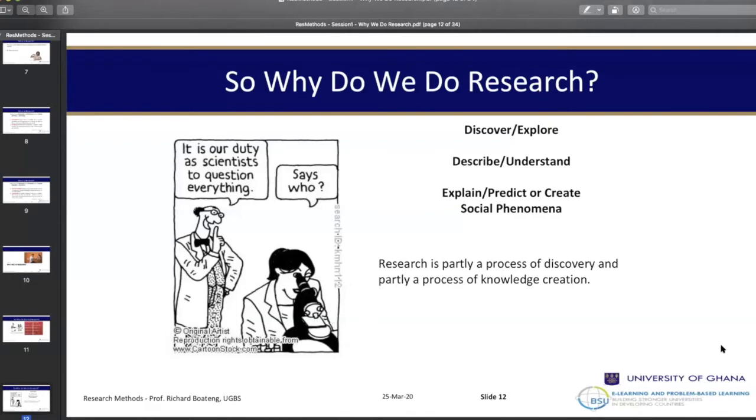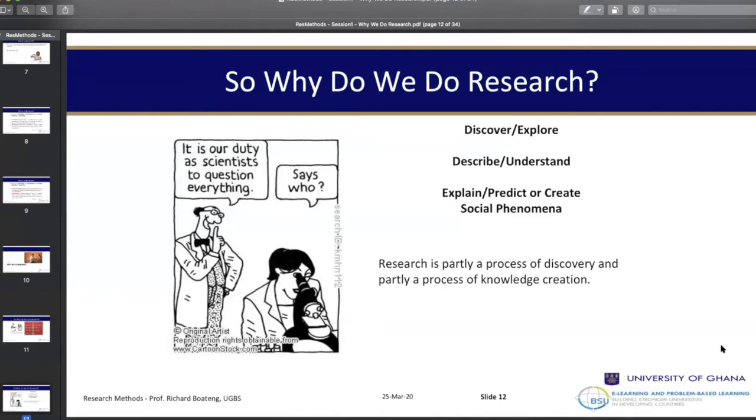Now, we also argue that research is partly a process of discovery and partly a process of knowledge creation. What do I mean by that? First of all, research is in parts. What we try to emphasize here is there's no one researcher who knows it all. So every researcher tries to contribute some part of the knowledge so that future research will build upon the knowledge that has been created. Secondly, every research may discover something.